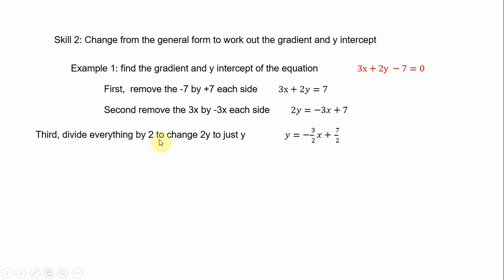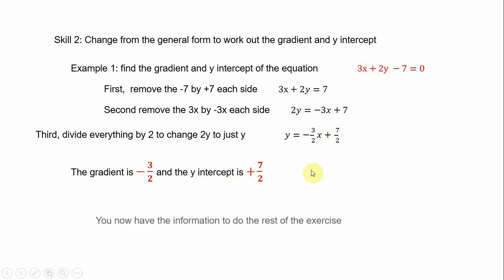Third, divide everything by 2 to change the 2y into just y, as that's what we need. So 2y divided by 2 is y, minus 3x divided by 2 is minus 3 over 2 x, and 7 divided by 2 is 7 over 2. So now this is the gradient, minus 3 over 2, and the y-intercept is plus 7 over 2. That's what we want for the answer.